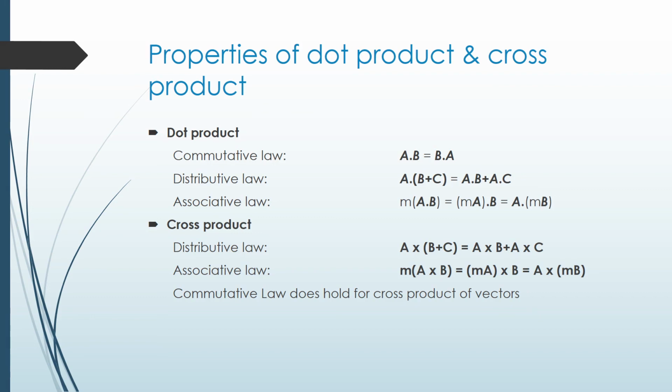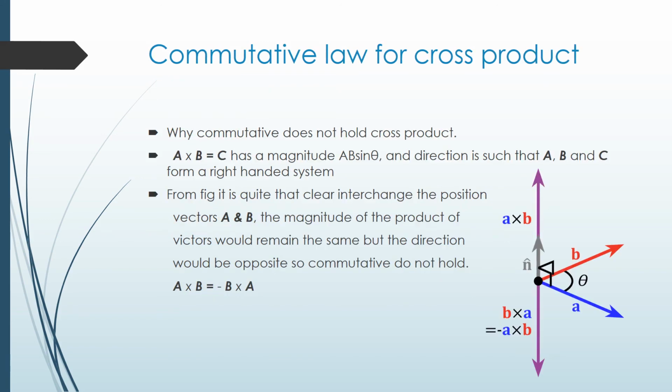In the cross product, it only follows the distributive law and the associative law, whereas the commutative law does not hold for the cross product. The reason the commutative law does not hold is the direction of the final resultant vector. In the figure, you have two vectors A and B, and when you take the cross product between them, your index finger shows the direction of A vector, your middle finger shows the direction of B vector, and the thumb shows the positive A cross B direction.